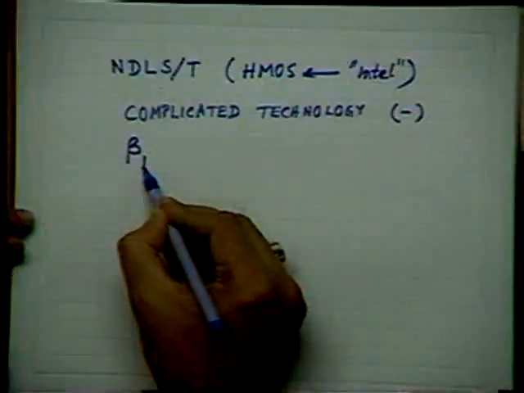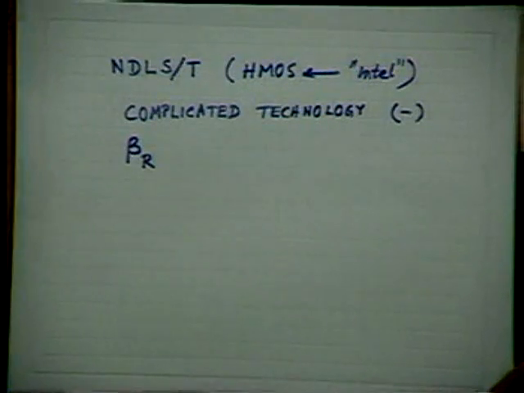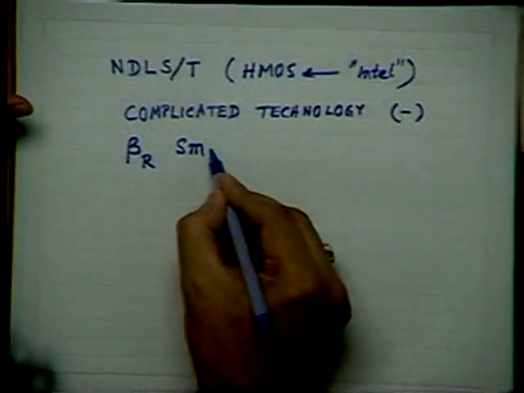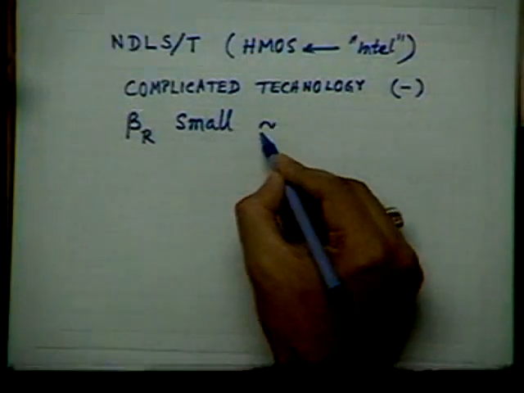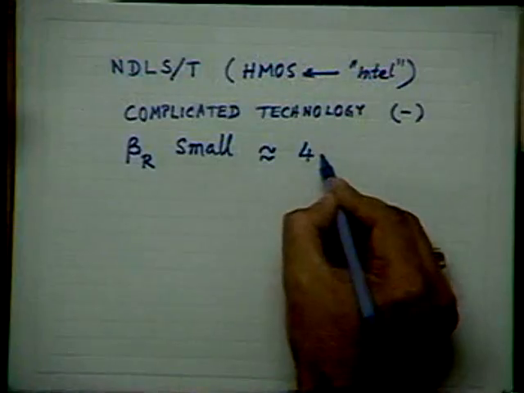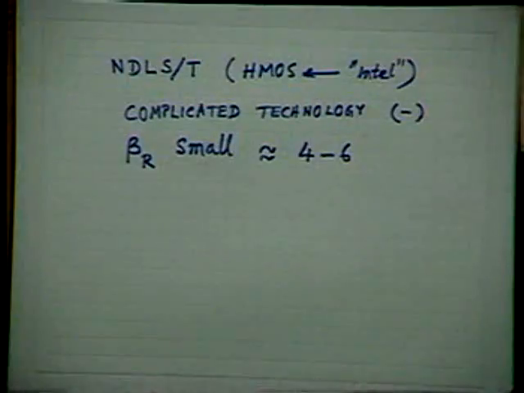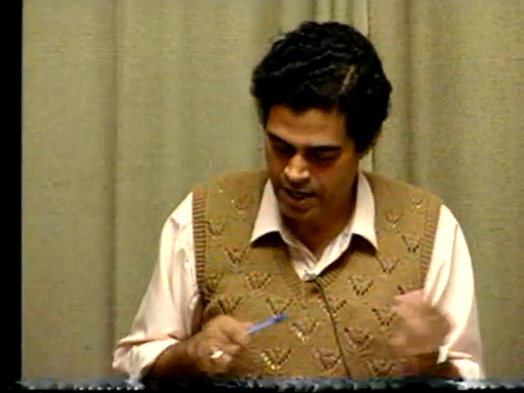And what are the other good features? One can show that such a thing can be very successfully done with very good noise margins with a small beta r, of the order of 4 to 6. The ratio dependence is not that much there. It can be shown even beta r equal to 1 can work, but normally you have to maintain a beta r of 4 to 6 for this kind of configuration and achieve high noise margin.